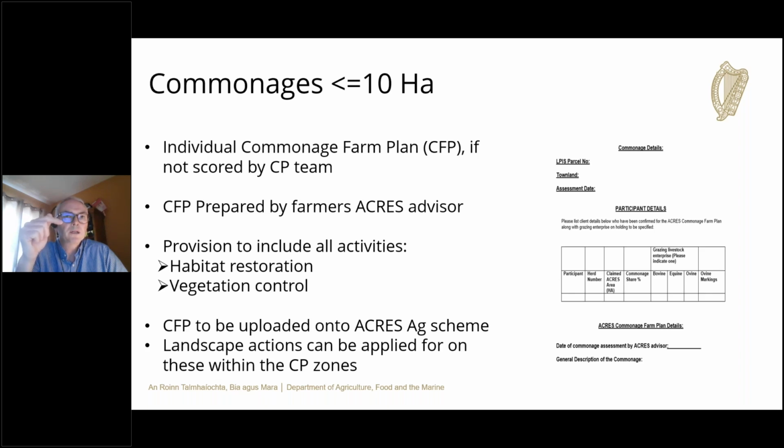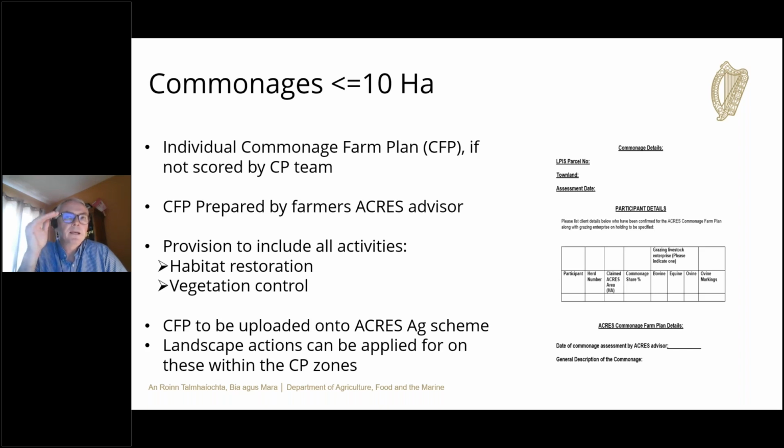So the CP teams will be looking at that. They will decide which of those smaller commonage parcels they want to score, and the remainder, if not scored by the CP teams, will require a commonage farm plan to be prepared by yourselves, the farm advisor. That commonage farm plan will include a provision for all activities that might be required on those smaller areas, like habitat restoration or vegetation control.